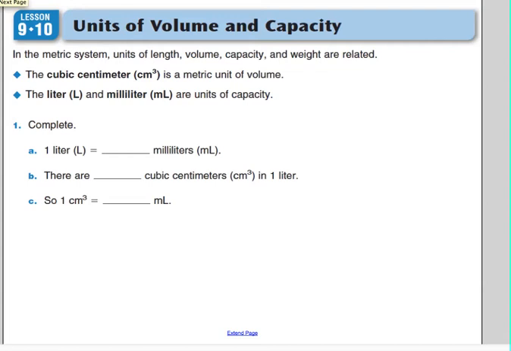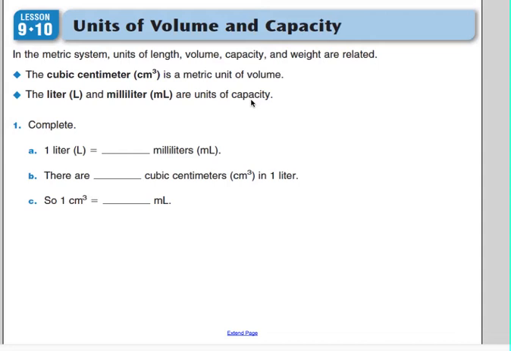At the top of page 327, you'll see this. Lesson 9.10, Units of Volume and Capacity. Let's take a look at this information. In the metric system, units of length, volume, capacity, and weight are related. The cubic centimeter, which is written centimeters cubed, is a metric unit of volume. The liter, which is written with a capital L, and milliliter, notice there's a lowercase m and a capital L, are units of capacity.